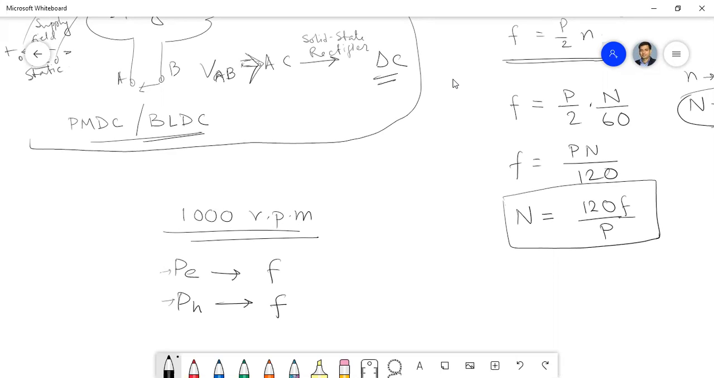So what is that? The number of poles is not given, so you should have the number of poles. Suppose the number of poles is 6. Then 6 into 1000 by 120, so it will be 50 hertz. Then the magnetic reversal frequency will be 50 hertz.